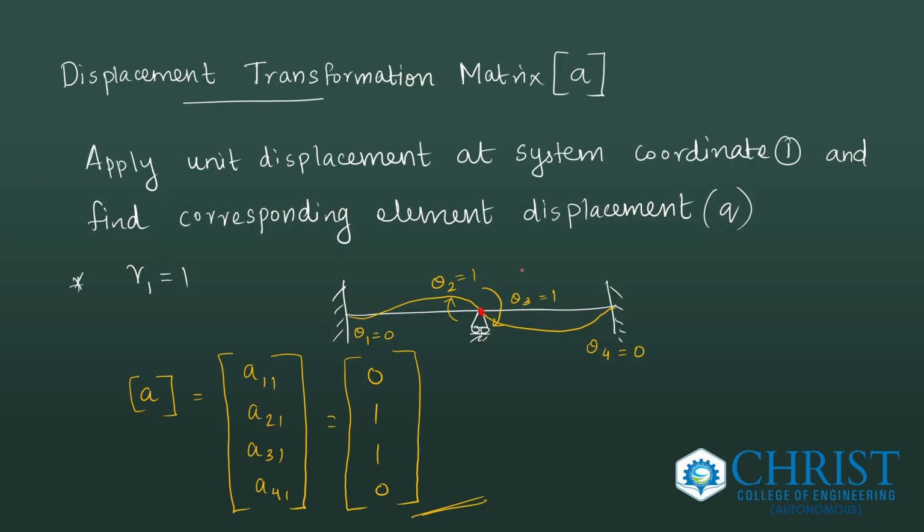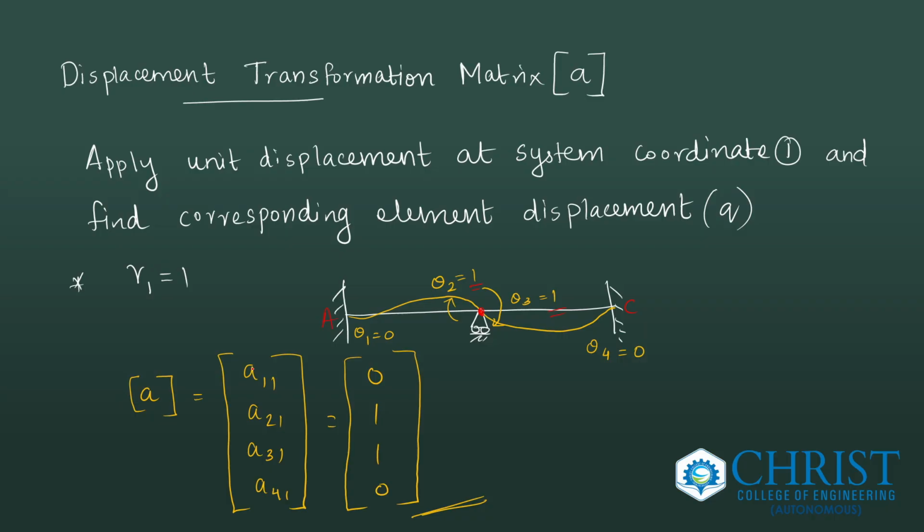So when I apply a unit rotation at point B, the theta, that is the slope value, will be 1. And the far end A and far end C are fixed, hence the slope value is 0. Hence, just adding up the values A11, A21, A31, A41.